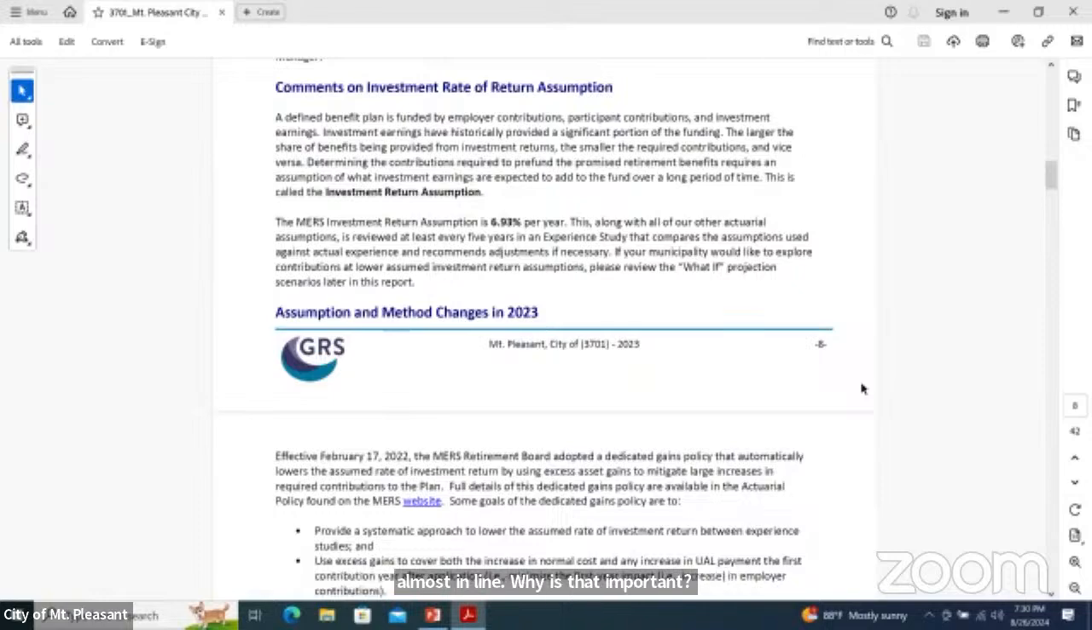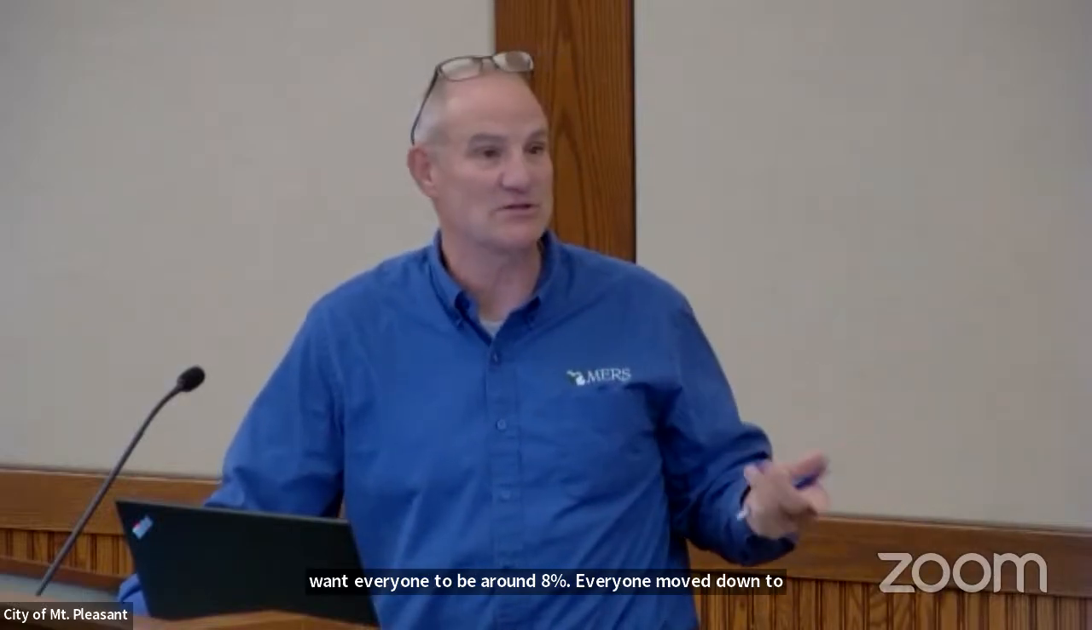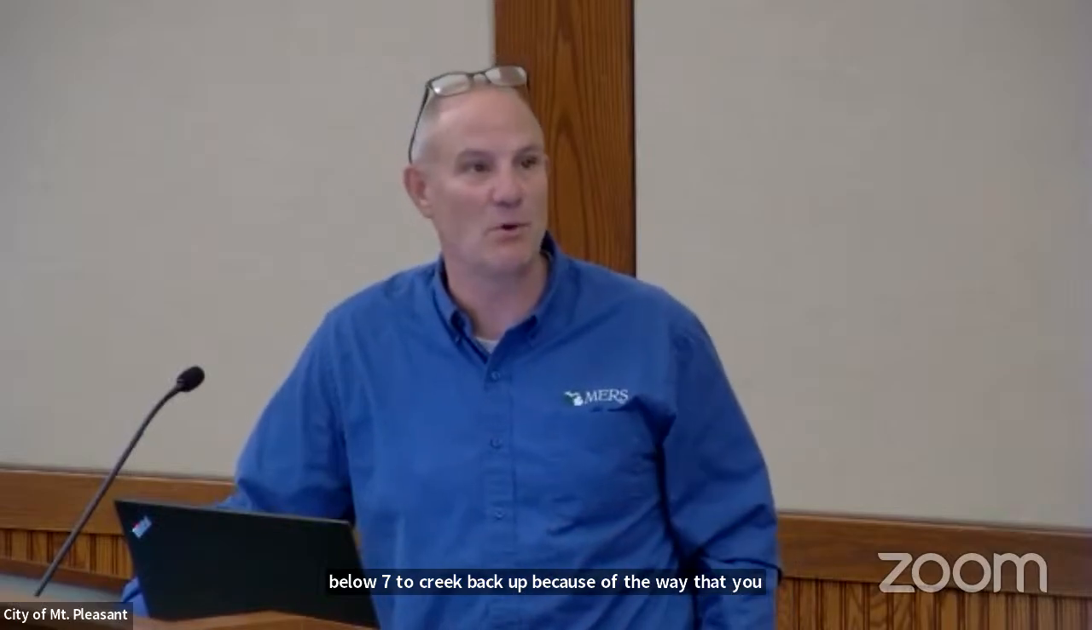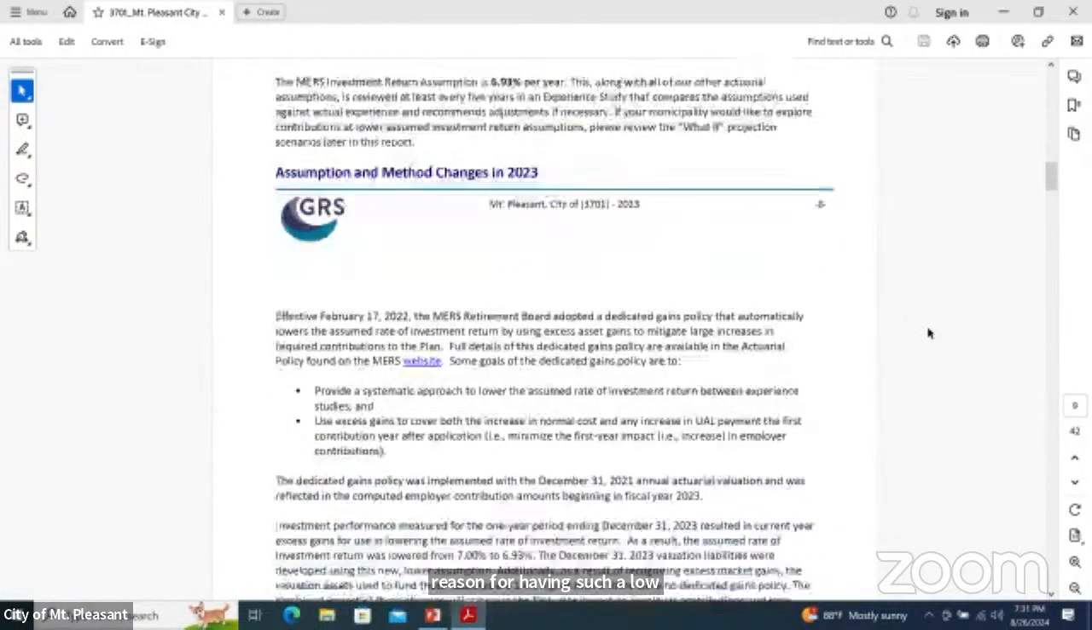Because we have to comply with Public Act 202, in which all systems are required to use standardized assumptions in valuing plans so that state treasury can see if there are any risks in any of the plans across the state. So our long-term rate of assumption is at 6.93, and we are pretty much in line. As the previous speaker said, everyone used to be around 8%. They wouldn't move down to below 7. Now they started to creep back up because of the way that you can invest your dollars have alleviated some of the reason for having such a low long-term rate of return.